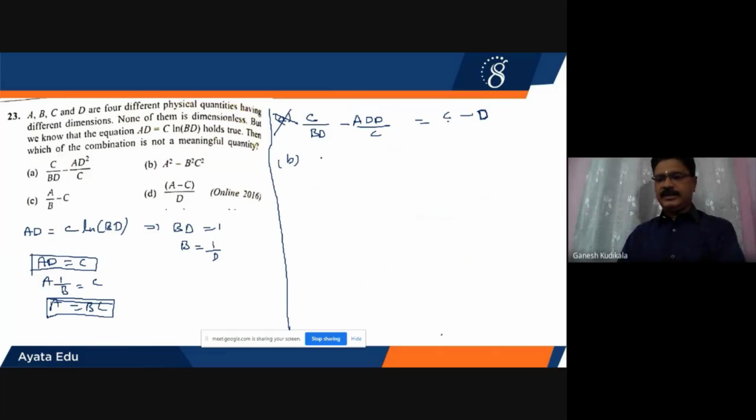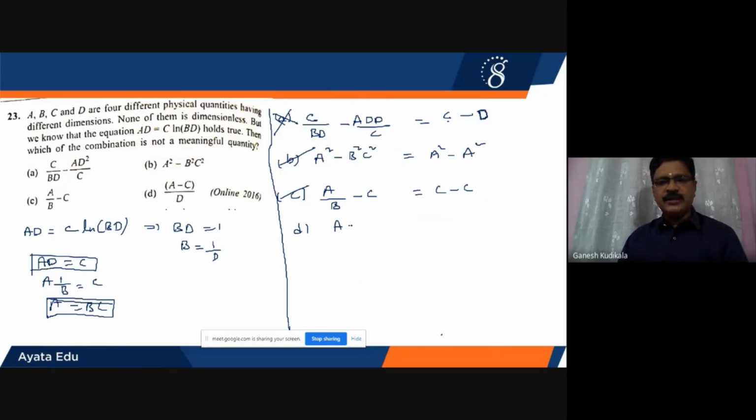Now we'll go for B. In the B case, he said it is A square minus B square into C square. BC value will be equal to A. Therefore, I'll get A square minus A square, which is dimensionally correct. We'll go to the C option now. In the C option, he said it is A by B minus C. What is A by B, children? A by B is equal to C. Therefore, it is C minus C, which is also dimensionally correct. Both are. Now we'll go for D.